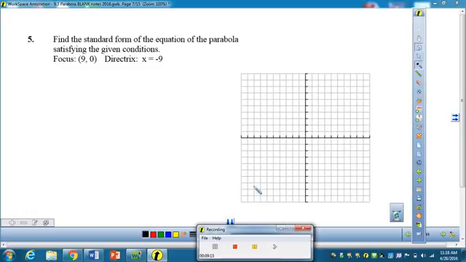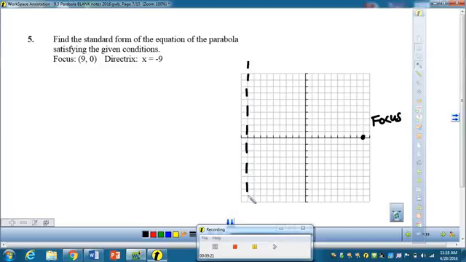Now we're going to try a couple where we are working backwards. So in this problem, it gives us the location of the focus, 9, 0, and the equation of the directrix, x equals negative 9.